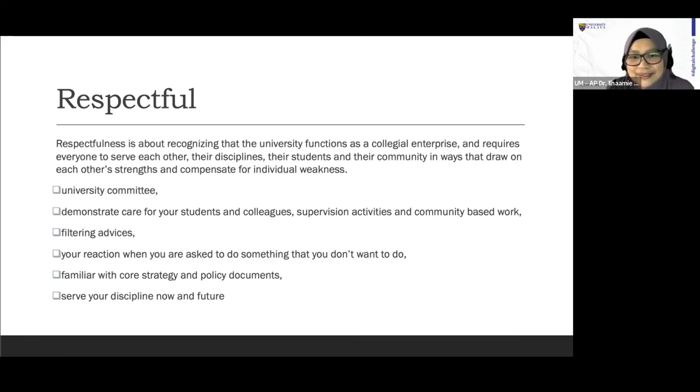So just smile, and be respectful, and also, you need to be familiar with core strategy and policy documents. So as a young lecturer, even though you are young, even though you are new, it doesn't mean that you can say you do not know about the current policies, about the current strategies, like our VC Putusan this morning, and also about POIS. Do you know what is POIS? So POIS is our current working culture, P for passionate, O for oneness, I for integrity, S for sincerity, and E for empathy, yeah.